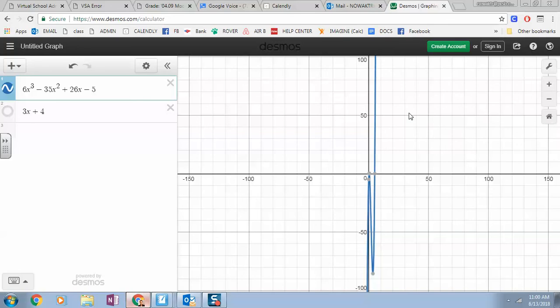Alright guys, that's chapter 4. If you have any questions on using Desmos graphing calculator, just contact me. This is super important that you know how to use it and understand it for a high level.